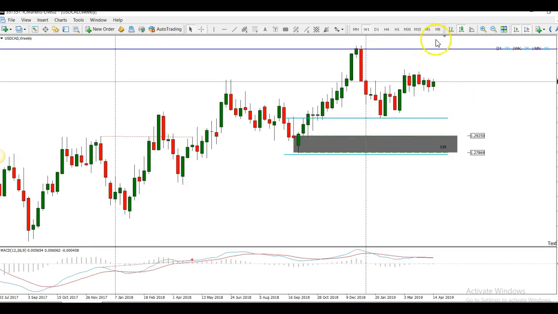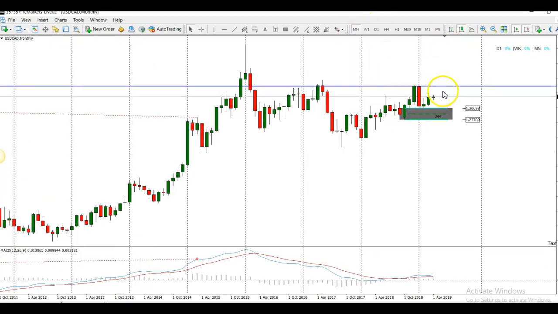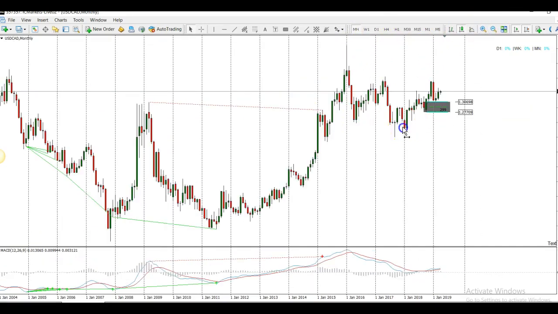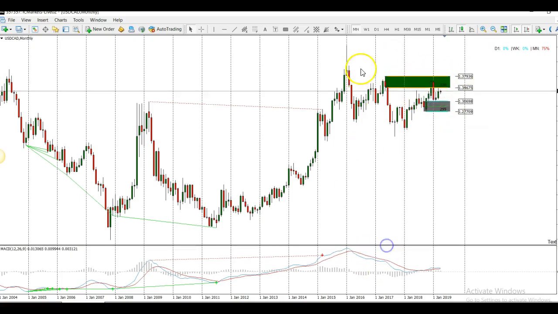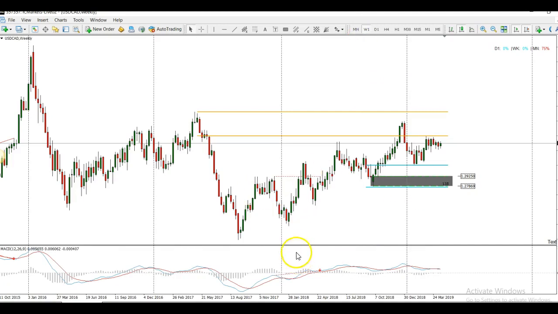USD CAD. We've got our buy zone down here in the monthly. Just zoom out a bit here. There's a sell zone here in the monthly, so it's approaching the sell zone. What we want to do next is look to see if it's entering a weekly inside that monthly.